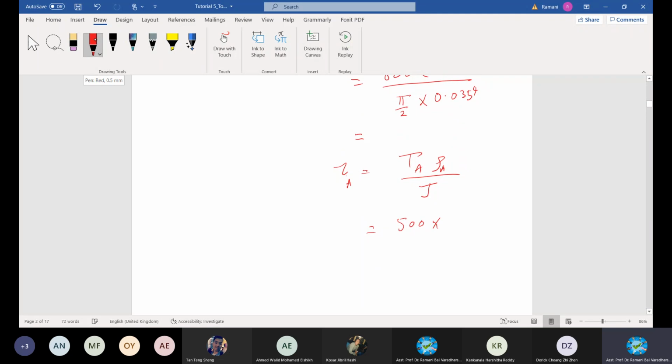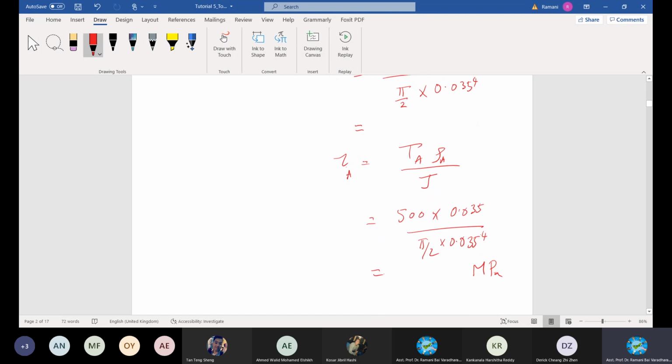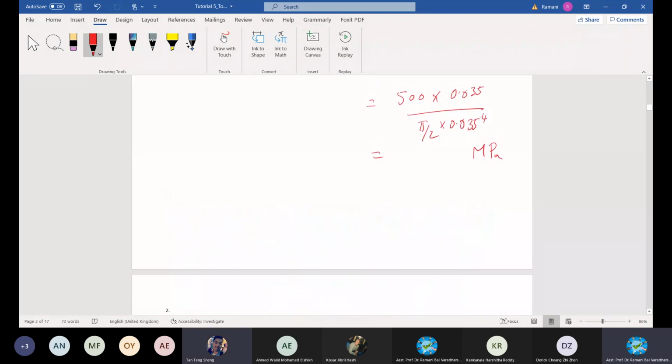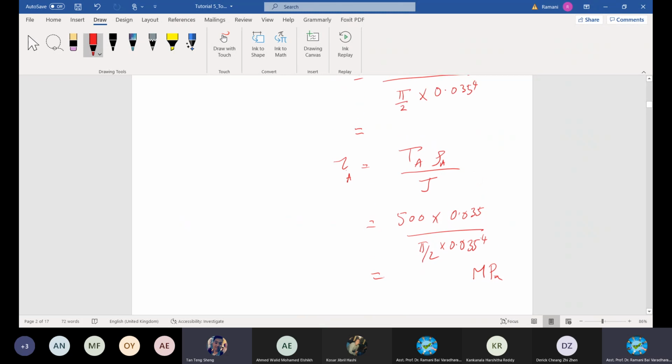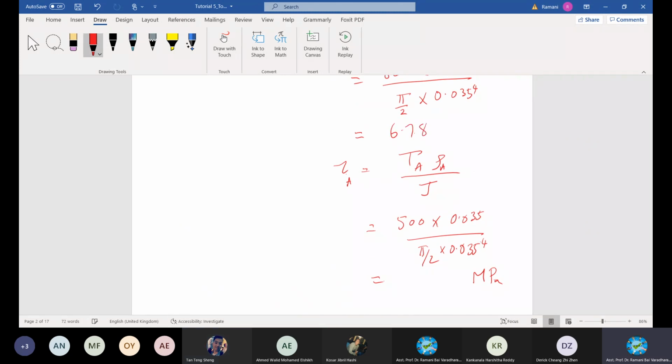The distance for A will be, tau A will be 0.035 divided by pi by 2 times the same polar moment of inertia. If you want, you can calculate separately this value and substitute it. What is the unit for shear stress? You can give me in megapascals or kilonewton per meter square. Give me in megapascals. 6.7877. All right. The next answer somebody else should give, right?